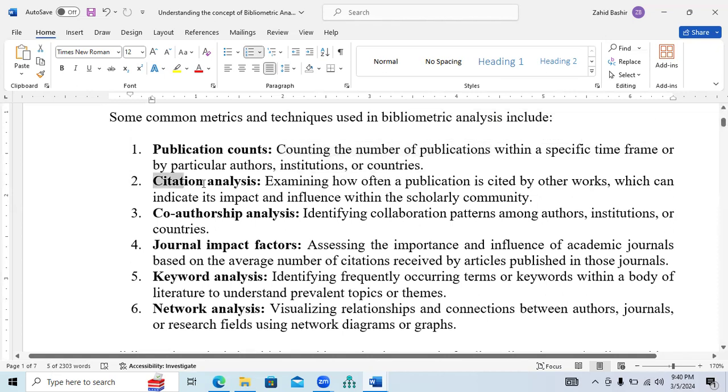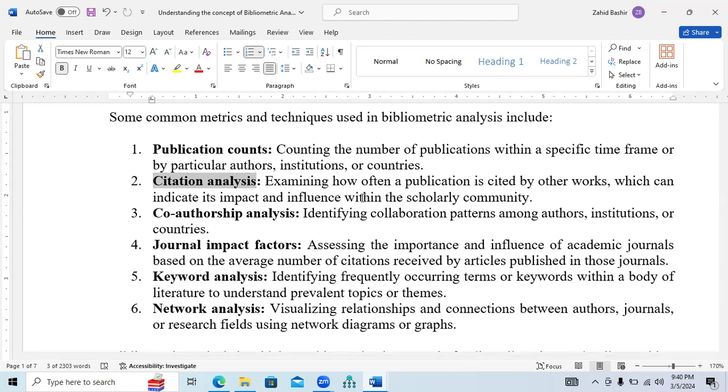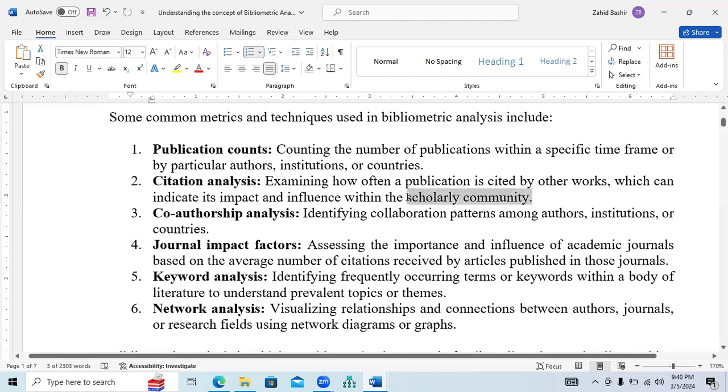It will also give you the citation analysis, that is, how a particular domain is cited and which paper of that particular domain is highly cited. So that would be an important paper to cite.